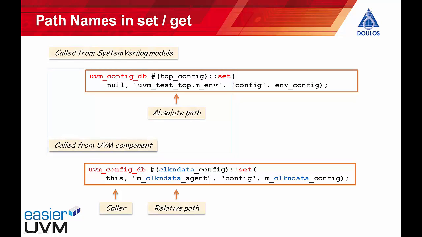And in fact, the Easier UVM coding guidelines are quite definite about it. Always use null when you're calling set from a SystemVerilog module. Always set the first argument to this when you're calling set from another UVM component.